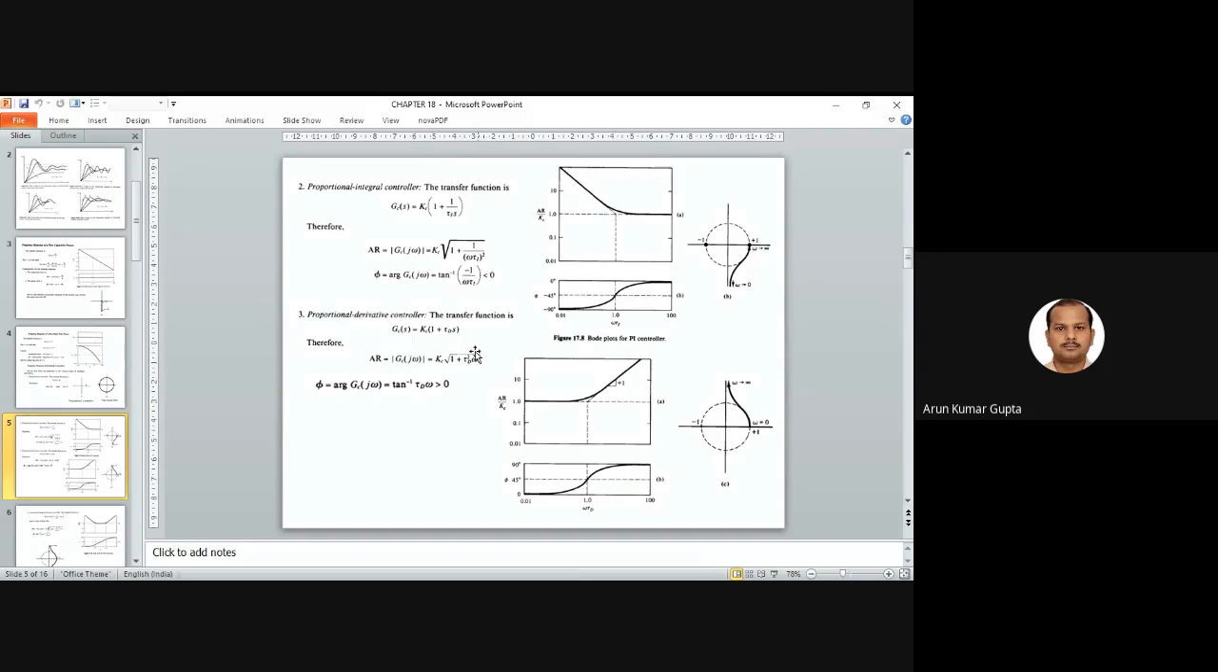Log of this means 1 by 2, and the 2 will come to this side. So this will be 1 plus omega square tau square. As omega goes to infinite, you can take the 1 as negligible. So this will be tau omega, and here we have 1 by 2. So it will be just simple omega tau, and that's why we have a slope of 1.